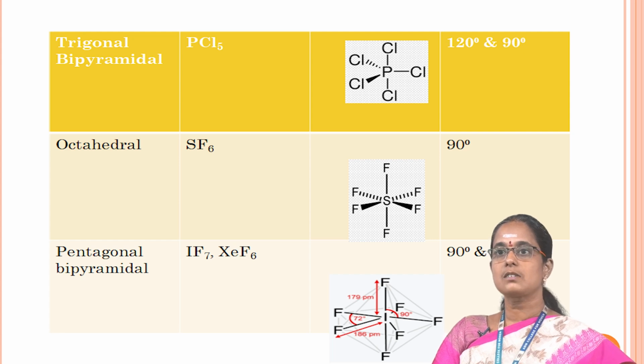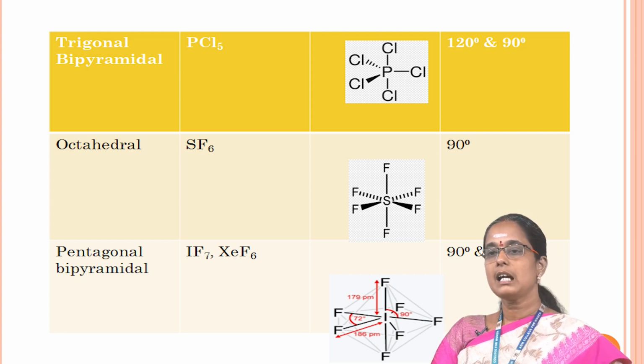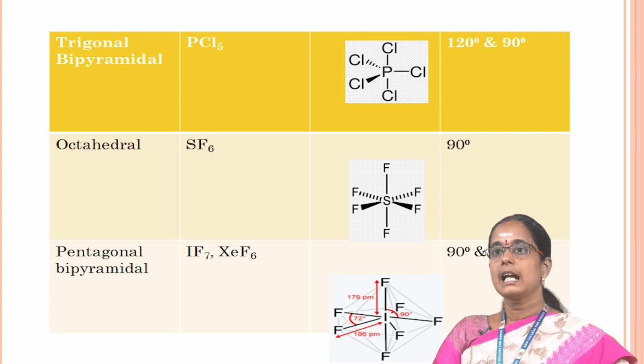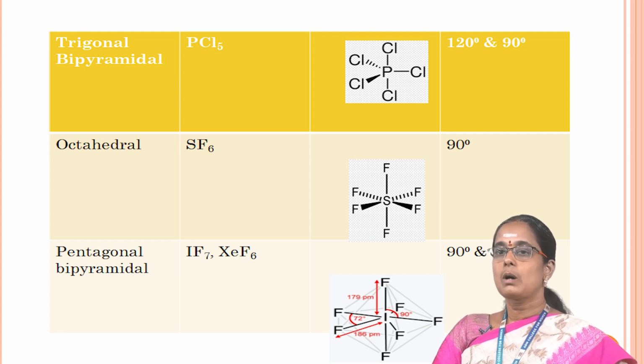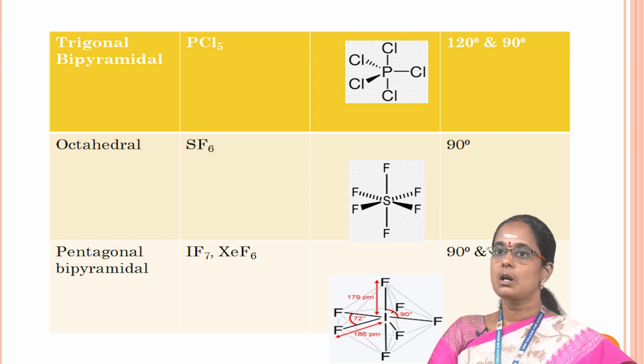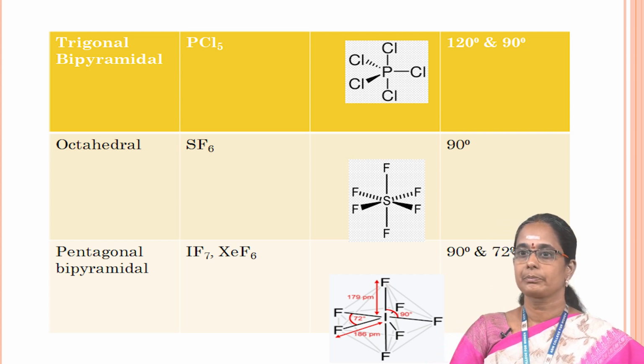Chlorine has two angles, 120 degrees and 90 degrees. In a linear structure, that is, the Cl-P-Cl angle is 90 degrees and the Cl-P-C angle is 120 degrees. That is in a trigonal bipyramidal.